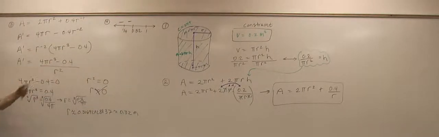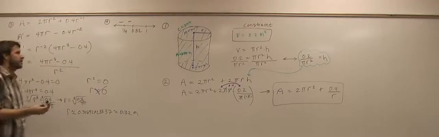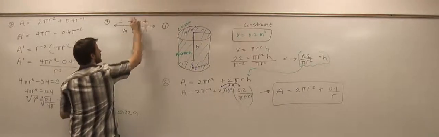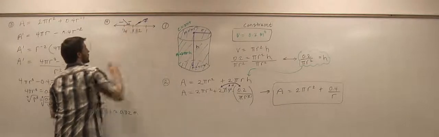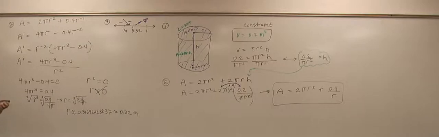So if you plug in 0.25 for r, you can use your calculator, but you need to check and make sure you get negative. And then if you plug in 1 for r, 4 pi minus 0.4 is certainly positive. So it checks.